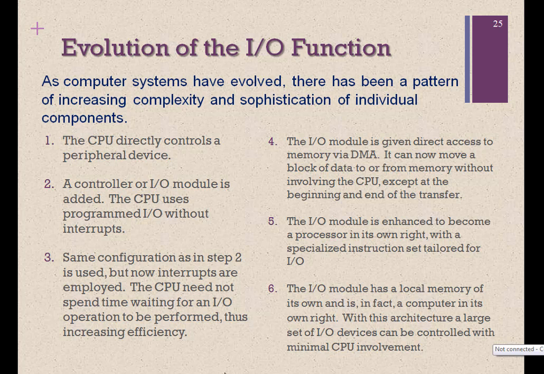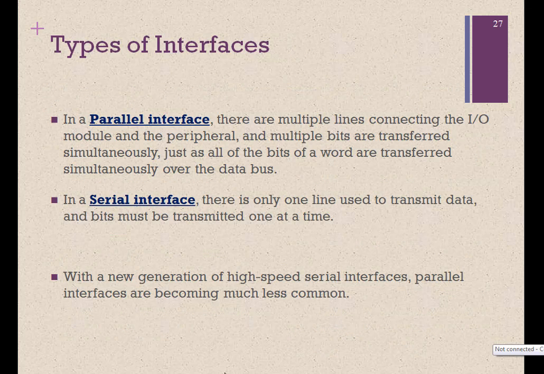So how have IO functions evolved? As computer systems have evolved, there has been a pattern of increasing complexity and sophistication of individual components. There are some key points. The CPU directly controls peripheral devices. A controller or IO module is added. The CPU uses programmed IO without interrupts. The same configuration as in the previous step is used, but no interrupts are employed. The CPU does not spend time waiting for an IO operation to be performed, thus increasing efficiency. There are some other points; you can read them for your own purpose.